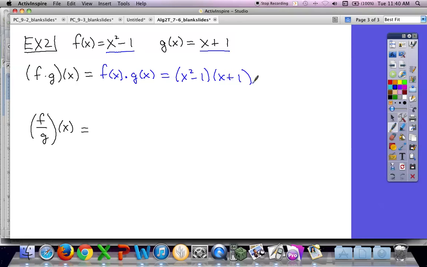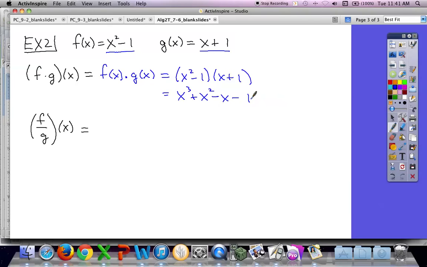Now here's a case where we should FOIL this to simplify. We wouldn't leave it in that form. That will be x to the third plus x squared minus x minus 1. And there's no combining of like terms. It's in standard form because the highest power term is on the left, descending order of powers. So that's as simple as it gets.